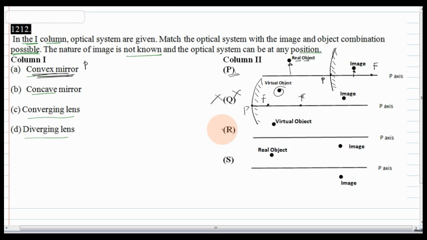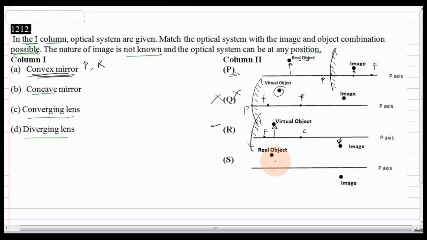Let's discuss option R. A virtual object is placed here and its inverted image is shown to us. So yes, this may be possible with the object between focus and center of curvature, and the image beyond center of curvature. The image will be virtual in that case. So this case is possible for a convex mirror. So option R is matching with A.